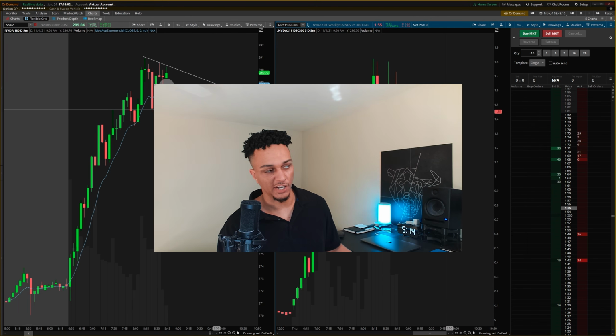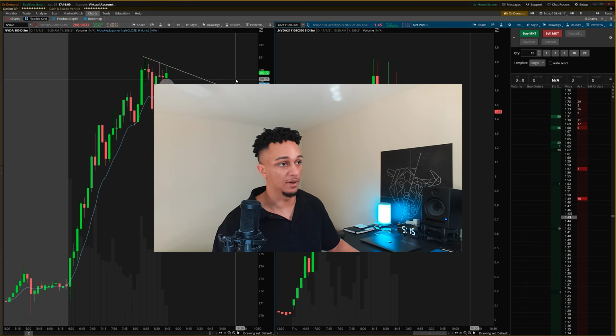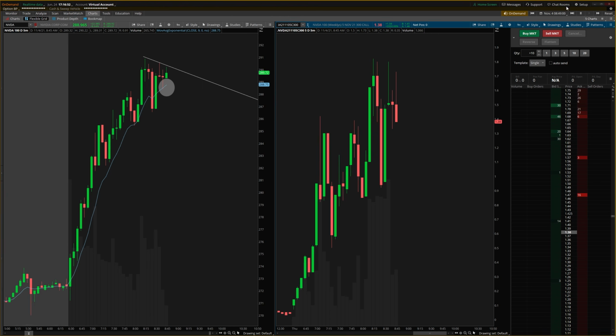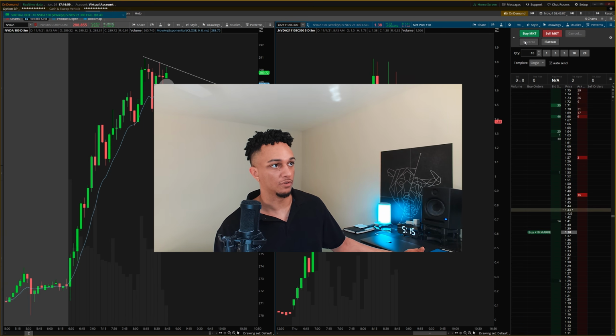Also, these contracts are fairly cheap on a Thursday, which is kind of surprising, considering NVIDIA was $10 away from 300. But anyway, NVIDIA is finally starting to break out of this bull flag right here. We're gonna get 10 contracts hypothetically at like $1.40. So we're in there at $1.43. We think NVIDIA's gonna break this bull flag right here.